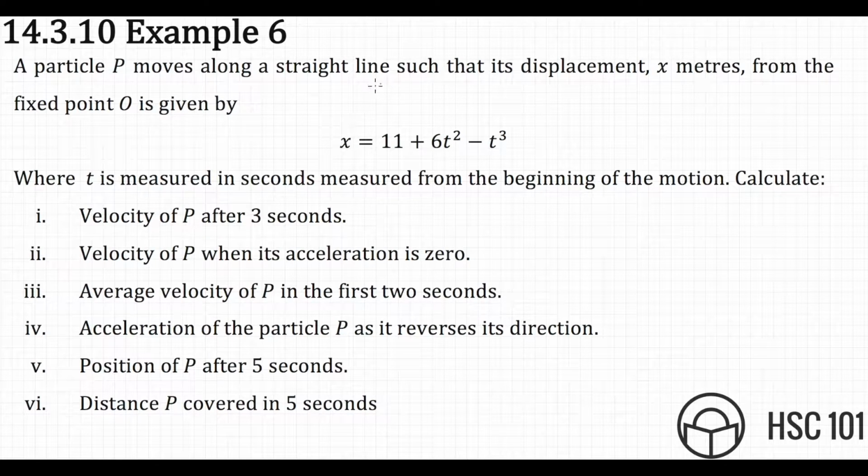Example 6. We have a particle P that moves along a straight line such that its displacement x from the origin is given by x equals 11 plus 6t squared minus t cubed. t is measured in seconds, measured from the beginning of motion, and we want to calculate a number of things.